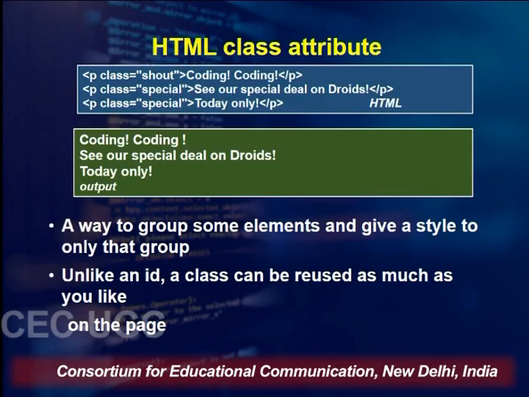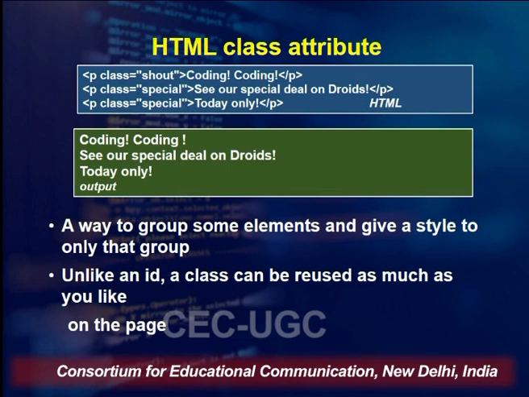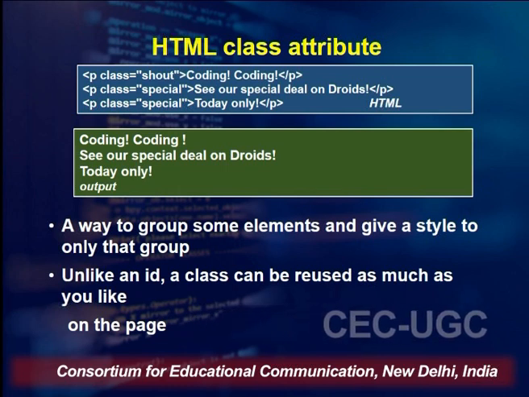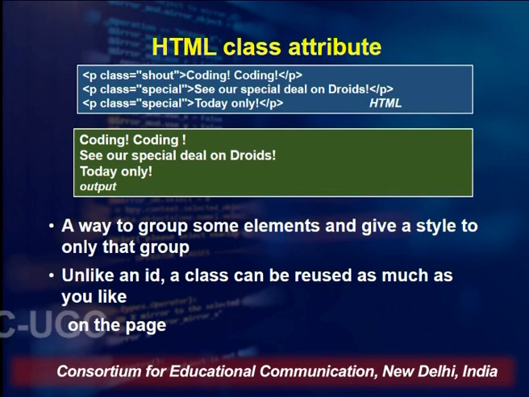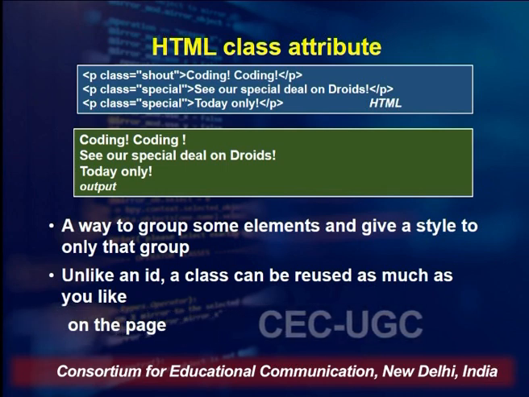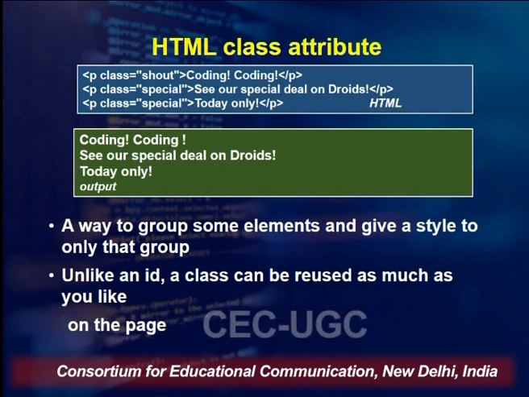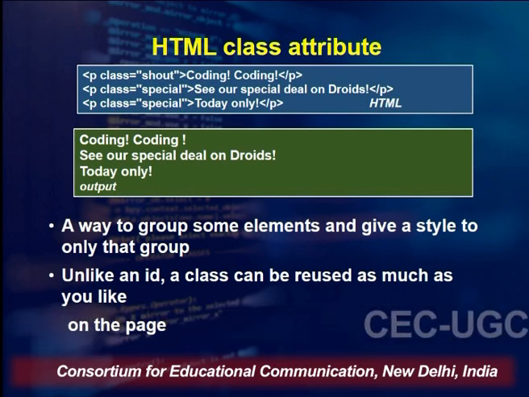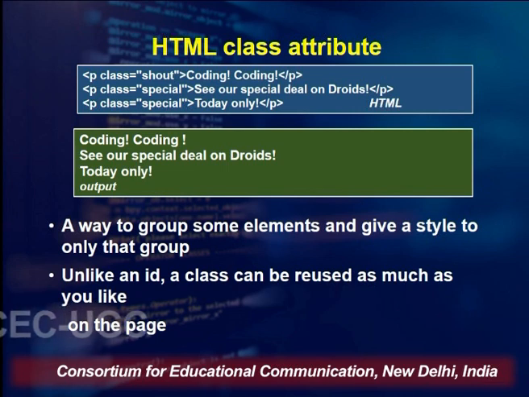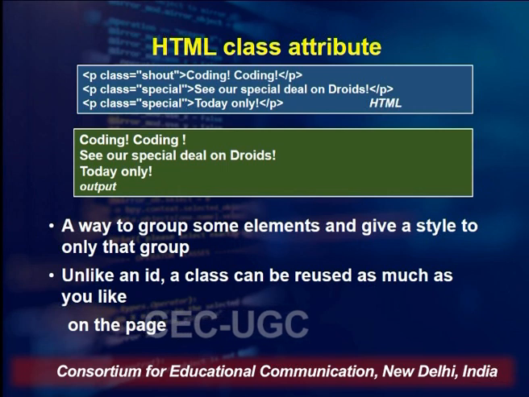So, what should be done, or what is the way out, because you cannot define the styles for each ID separately. So instead of this, HTML provides us with a class attribute. What we can do is create a class of objects, and any object can belong to that particular class. So what are we doing? We are looking at a way to group elements and give a style to only that group.